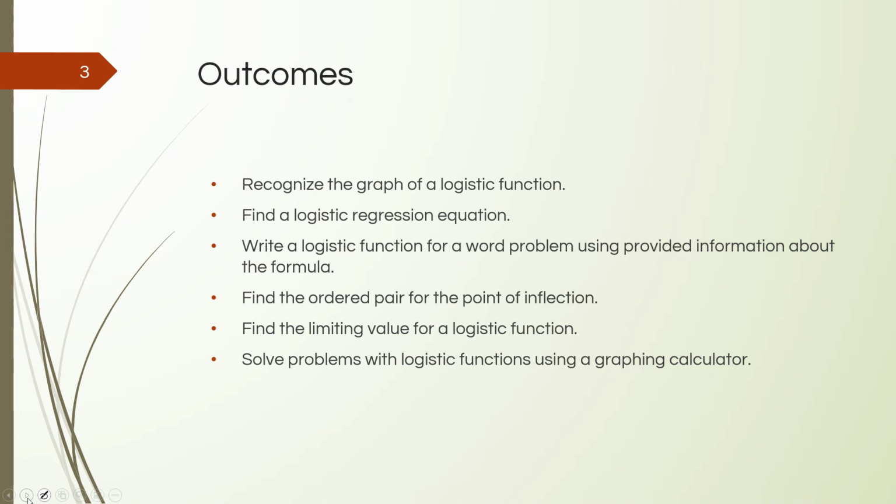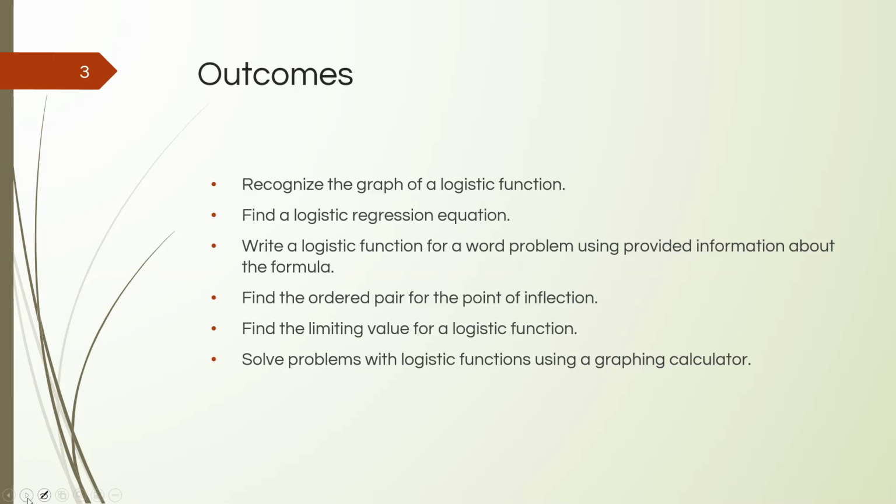So our first outcome is to recognize the graph, and the graph is very distinctive, so I feel like that's one that you're going to obviously see the pattern, know what you're looking for, and you're going to complete that goal by looking for a real-life example of logistic. The second goal is to be able to find a regression equation, and we're going to do that with the help of our calculator.